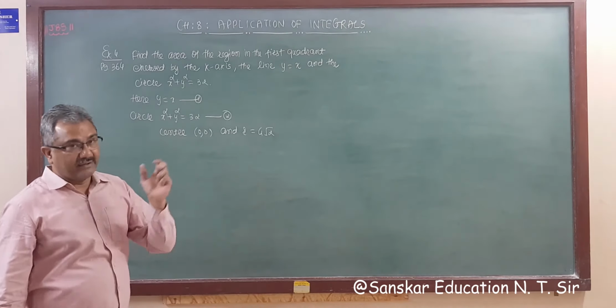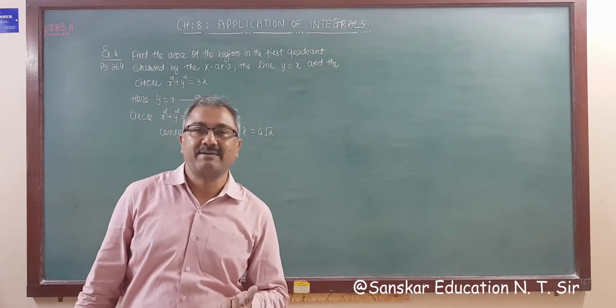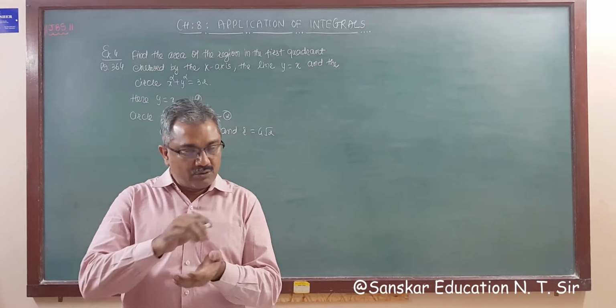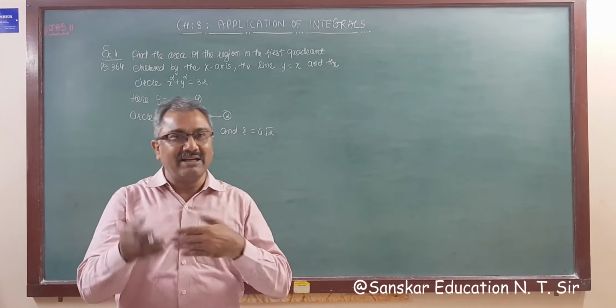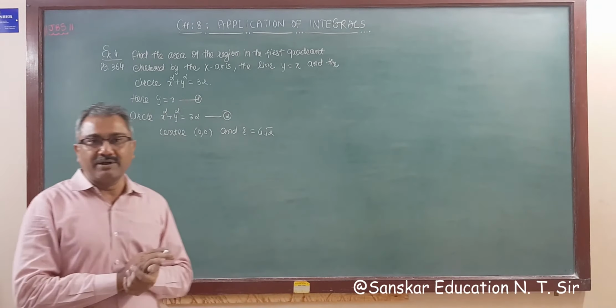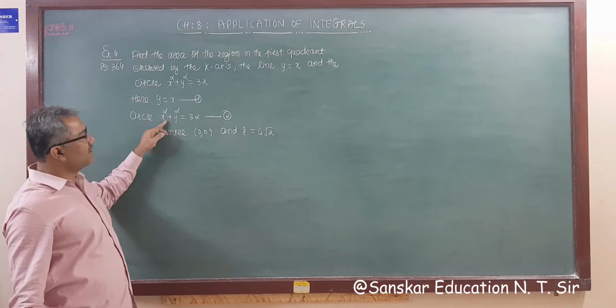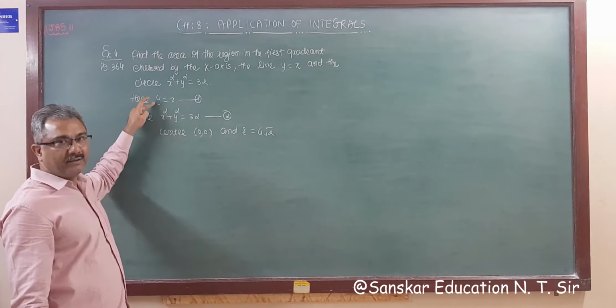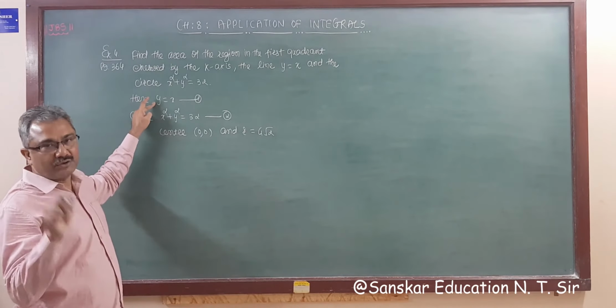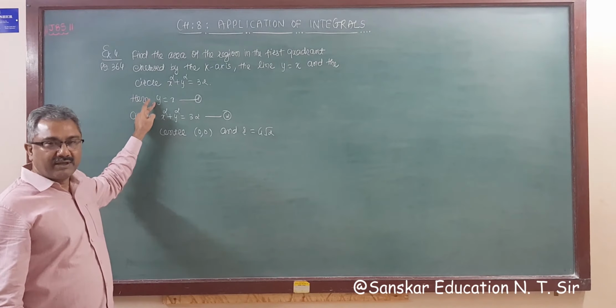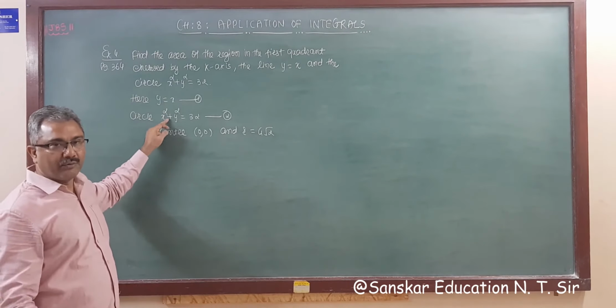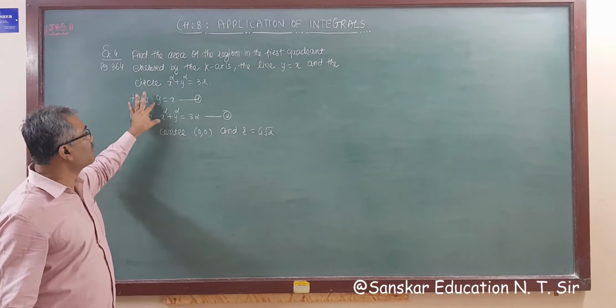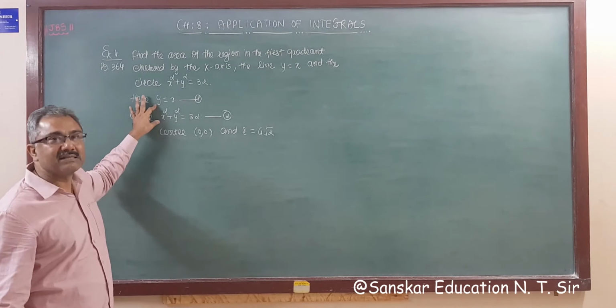Now when you have two curves' equations, that is not in your syllabus, but one line and one curve you also have to learn. So this is a curve and this is a line. You have to find the intersection of the two, meaning you have to solve these two equations and get the intersection point.